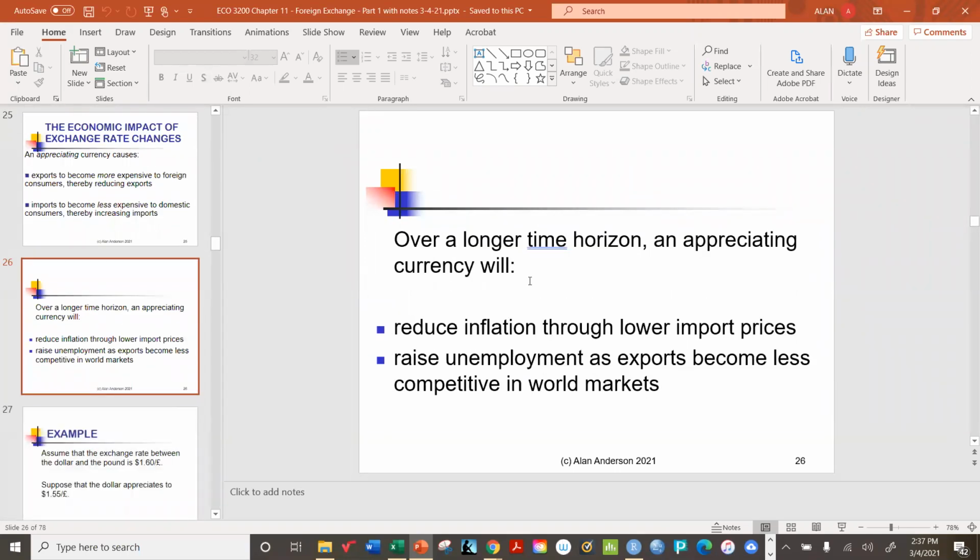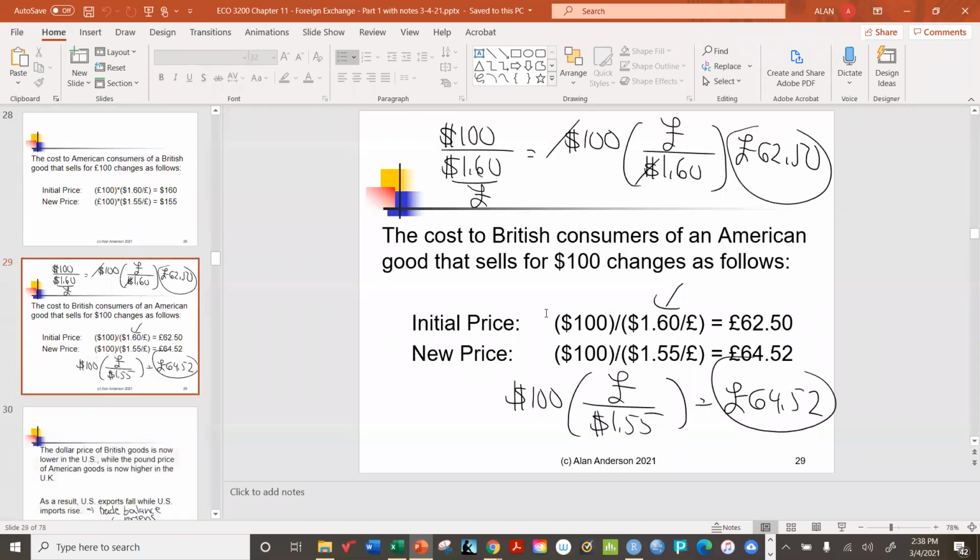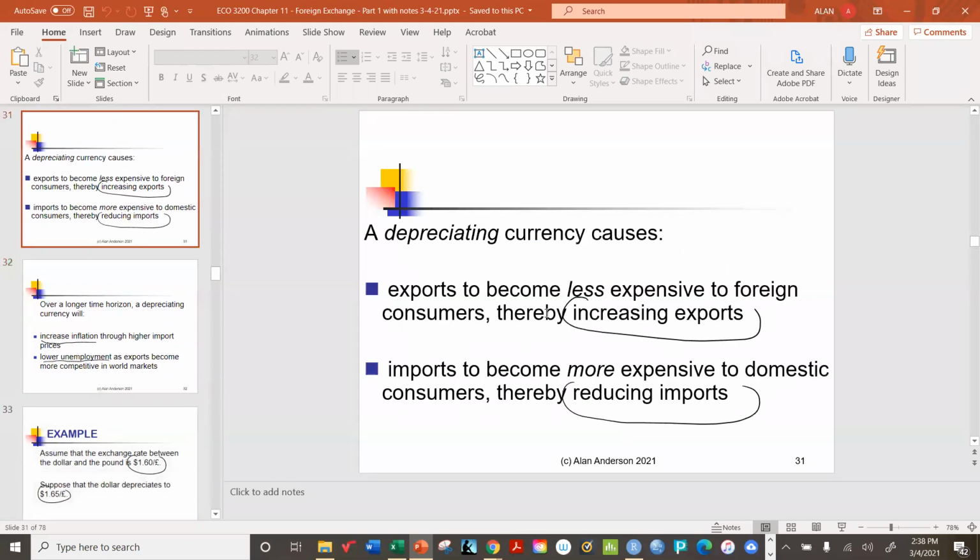And in the long run, a stronger currency will lower inflation, which is good, but it could potentially increase our unemployment rate as we are able to sell fewer and fewer goods to foreign countries. Now, we also had some numerical examples to explain this. We can jump ahead over these for now, since we've already seen them.